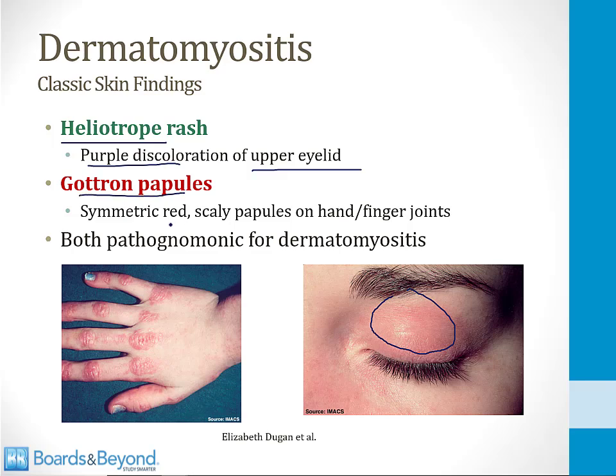These are symmetric red scaly papules that occur on the hand and finger joints. They're symmetric, so you'll see them on both hands, and this is a picture of a patient who has Gottron papules on the bottom left side of the screen here. Note the red scaly plaques and papules that you see on the back of the hands and the finger joints. It somewhat resembles psoriasis, and these are Gottron papules. And both of these findings are pathognomonic for dermatomyositis. That means if you have a patient with muscle weakness and these findings, you have a diagnosis of dermatomyositis.